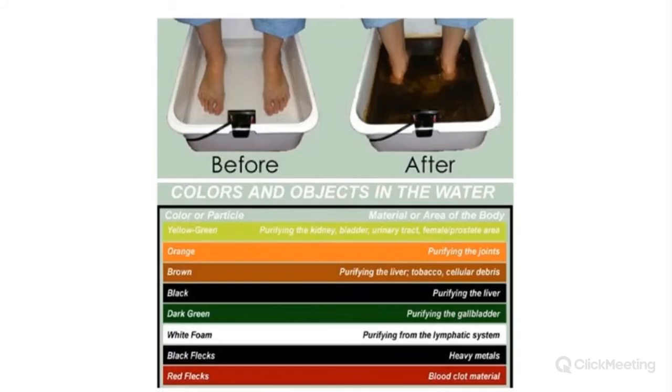You can see that if it's brown, that's purifying the liver. We've got tobacco and debris coming out. And if it's dark green, it's purifying the gallbladder and so on.